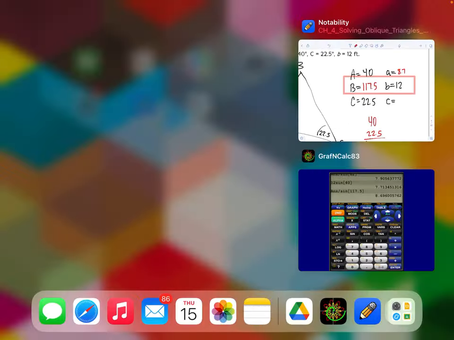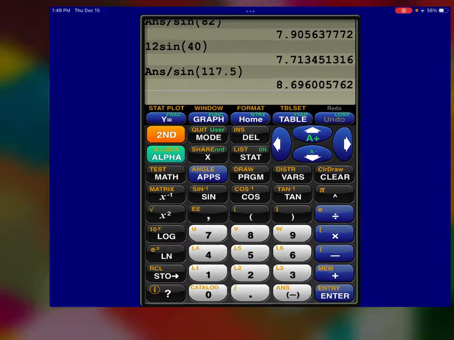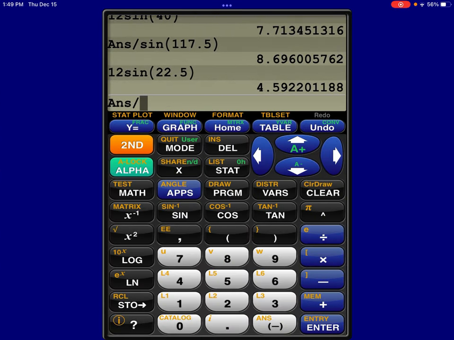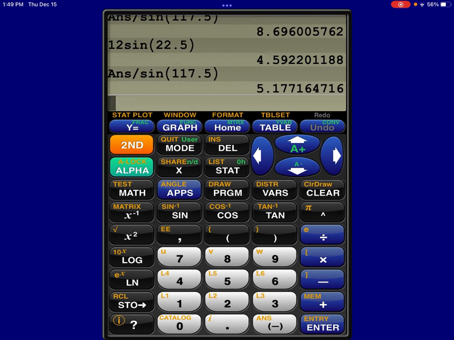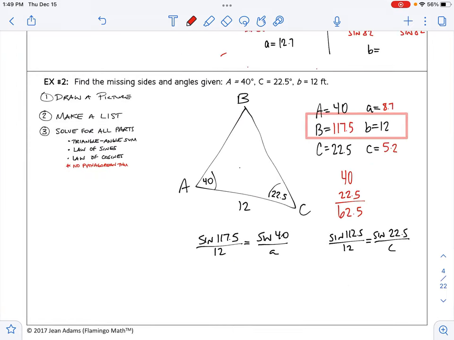And then let's see here, 12 times the sine of 22.5. You'll get patterns on these if you do enough of them, where you don't necessarily have to show every step in the work. I have 5.2, it looks like, and I've now solved for that one. So that's really the main idea of the lesson here.